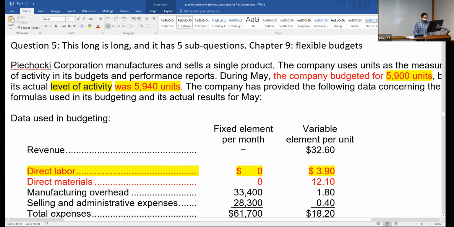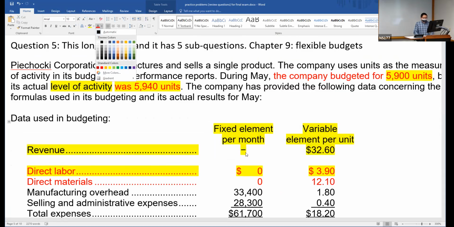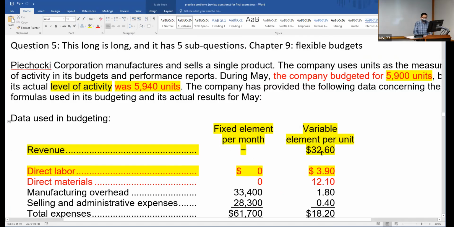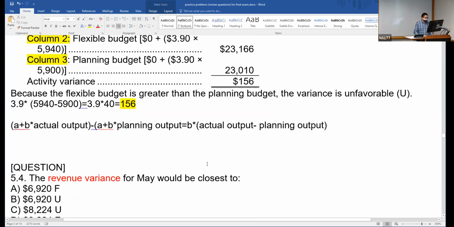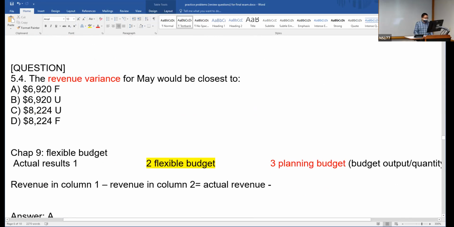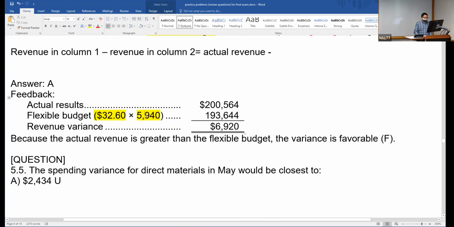Because now we know that for the revenue, the function for the revenue is also a linear function. It's equal to the 32.6, which is the variable component, multiplied by the quantity. So if you sell 1 unit, then the revenue will be 32.6. And that's why here we had 32.6 multiplied by the actual quantity. So we can get the revenue in the flexible budget.